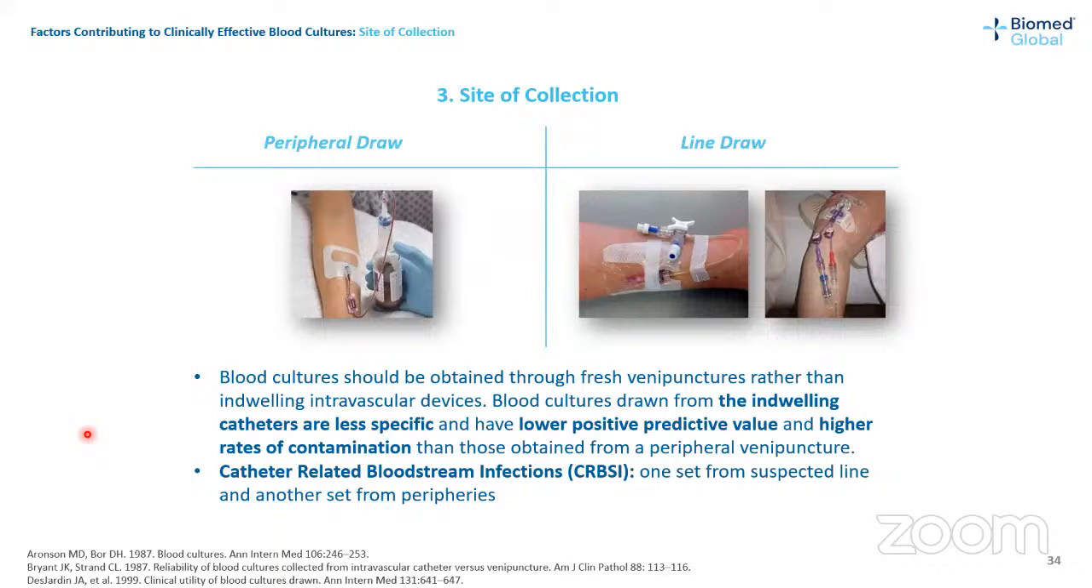Let's say you're dealing with cases of CRBSI, or catheter-related bloodstream infections. Then take one set of blood cultures from that suspected line and another one from the periphery. You need the one from the periphery to interpret your results and know where the source of infection is coming from.